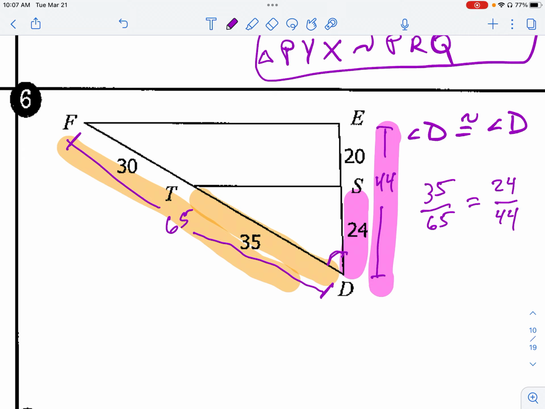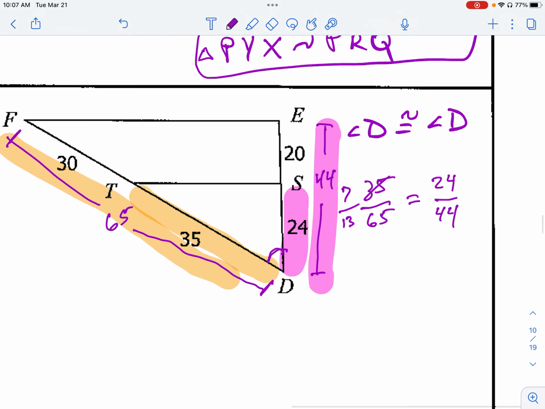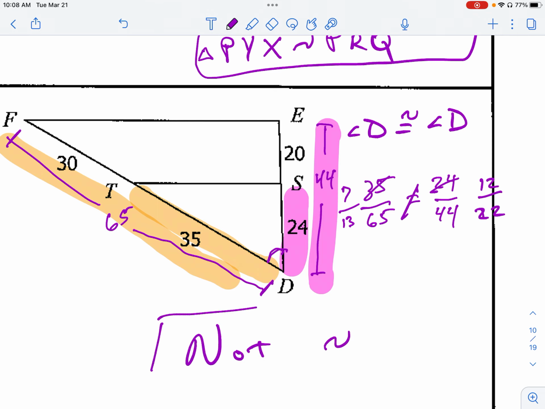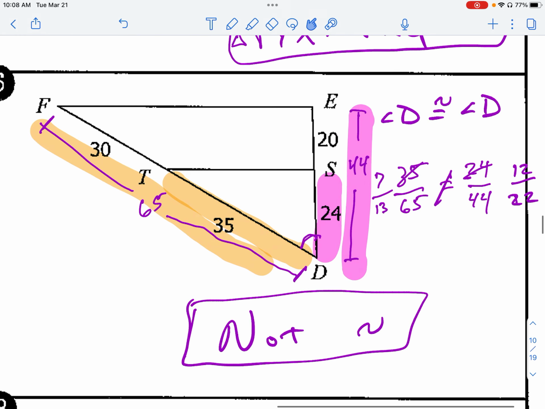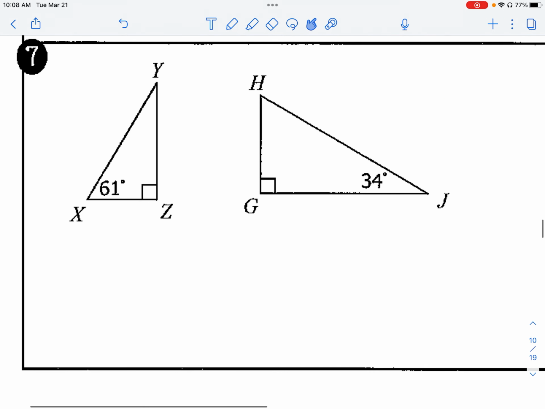5 goes into 35 7 times. It goes into 65 13 times. And as you can already tell, we're going to have an issue because when we come over here and start to reduce this one, we're going to have 12 over 22, which is going to go down to 6 over 11. So this is not similar, because the sides are not proportional. Let's move on to number 7 and just keep going, see what we got.